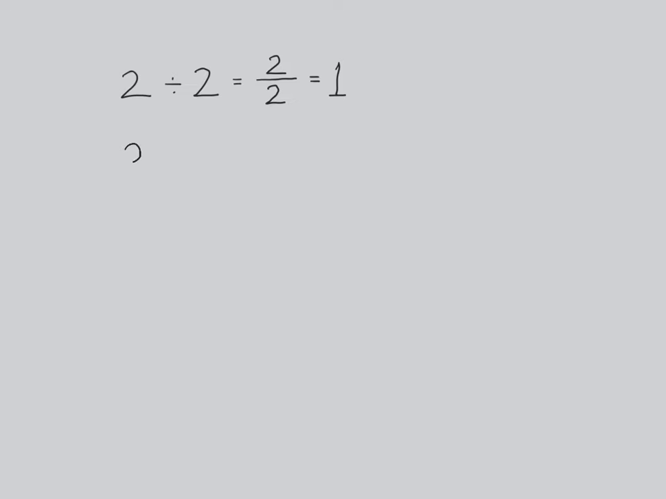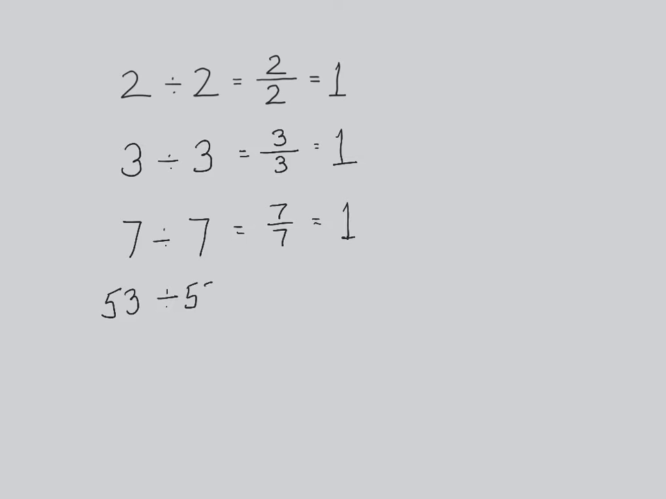How many 3's are there in 3? Well, that's the same as 3 divided by 3, which is also 1. How many 7's are there in 7? Well, you'll get the pattern. There's 1. And how many 53's are there in 53? There's just 1.